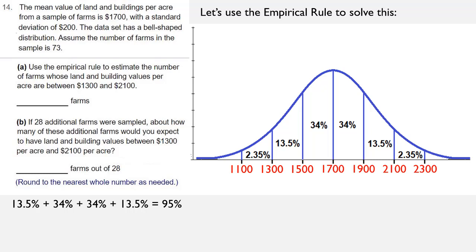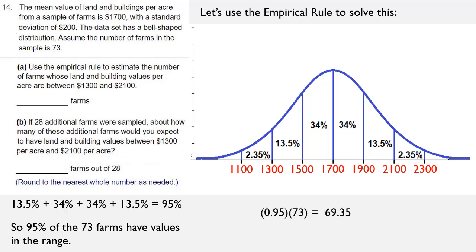But it didn't ask for a percent value. It asked for the actual number of farms. So to calculate the actual number of farms, we have to figure out what 95% of 73 is. Mathematically, we multiply 0.95 times 73, which gets us 69.35, and we're going to round to the nearest whole number, which would be 69. So the answer to part A is 69 farms.